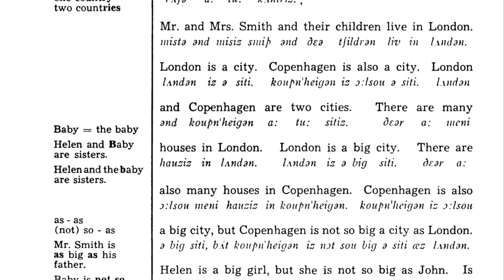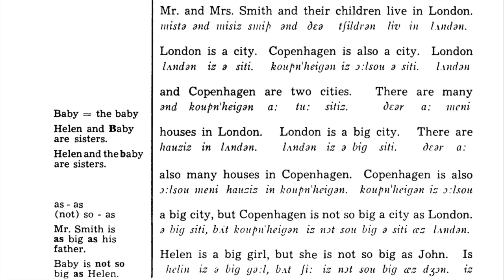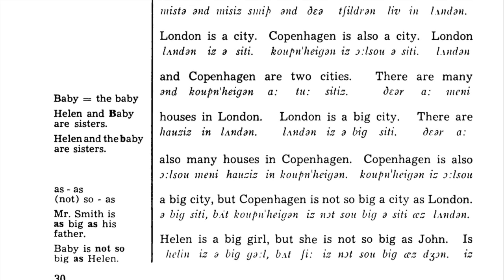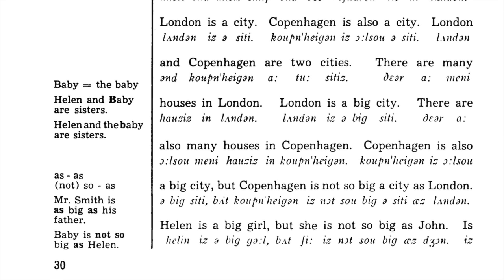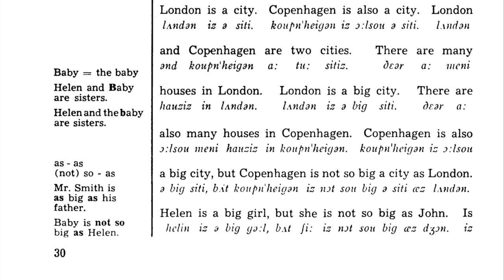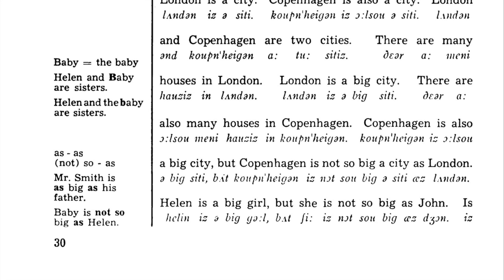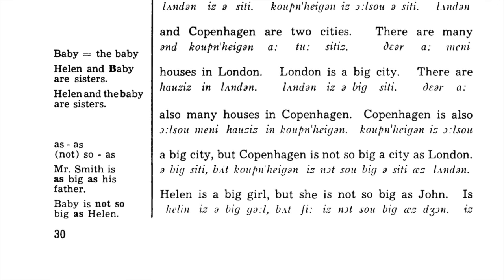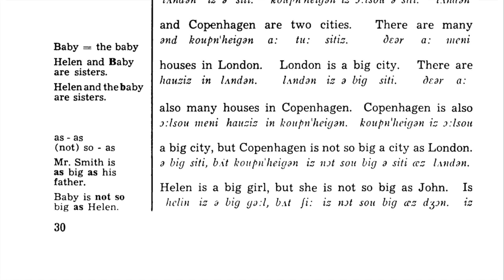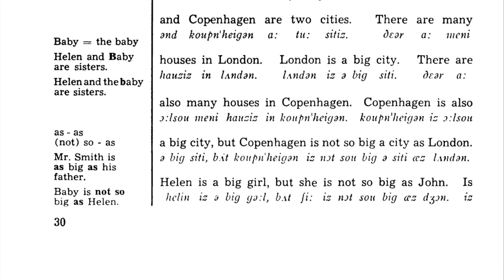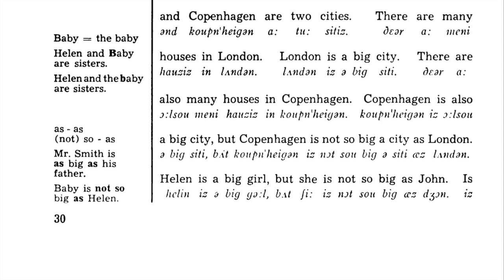There are many houses in London. London is a big city. There are also many houses in Copenhagen. Copenhagen is also a big city, but Copenhagen is not so big a city as London. Helen is a big girl. She is not so big as John.